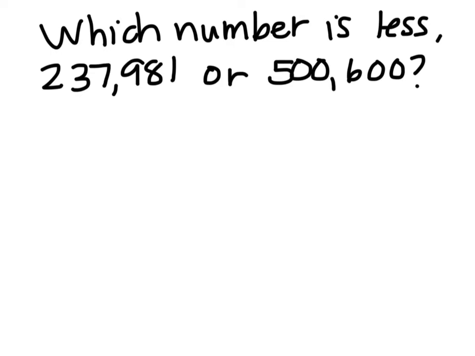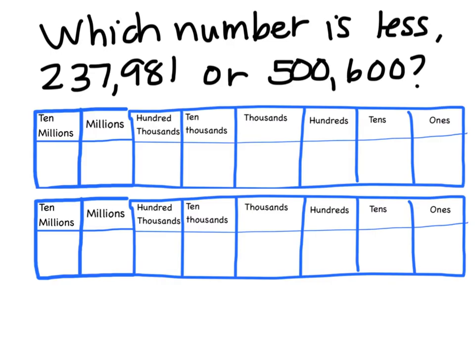We're going to start by using a place value chart to compare two numbers. The question is, which number is less, 237,981 or 500,600? Let's insert a place value chart. And now let's populate the place value chart to represent each number. The top place value chart will be used for 237,981. And the bottom will be used for 500,600. All right, now we can use these to make our comparison.